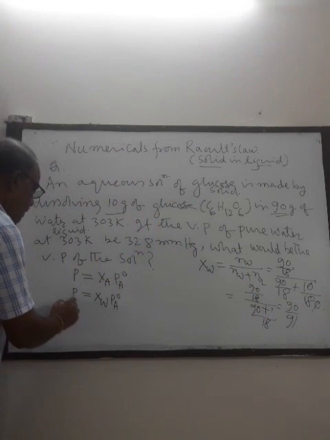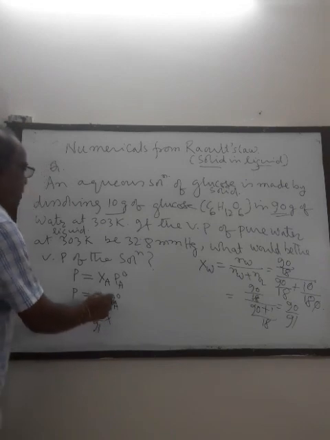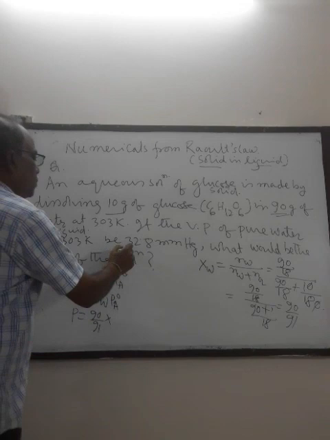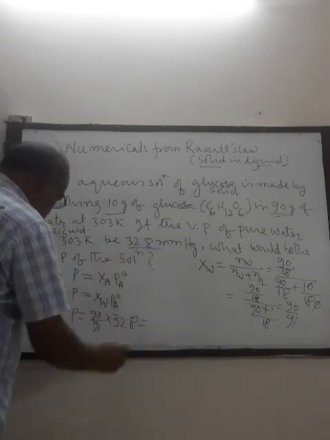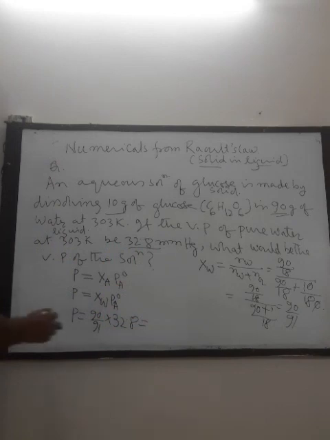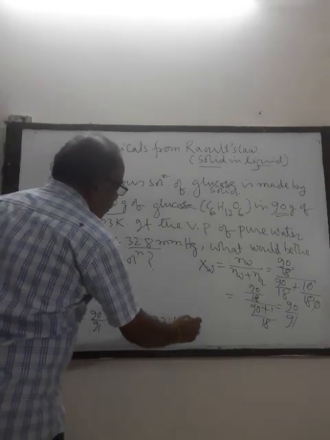So P, the vapor pressure of the solution, equals 90 by 91 into PA, the vapor pressure of water, which is equal to 32.8. So our answer is 32.44 mm of mercury.